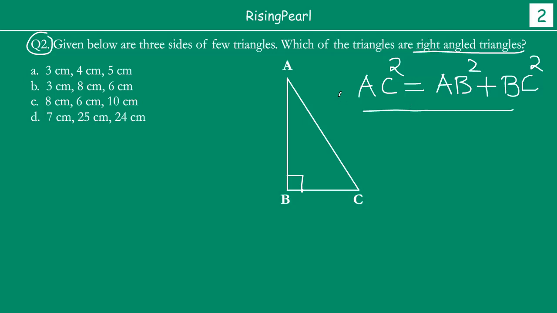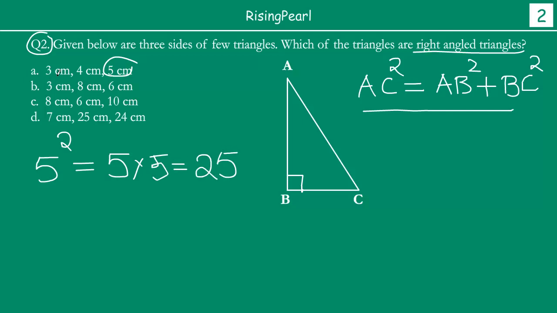The other thing, friends, we have to find out is, we know that AC, or the hypotenuse, is the longest side. So let's take a look at the first question, which is A, 3, 4, 5. So 5 is the longest side. So I'm going to first find out 5 squared. 5 square is 5 times 5, which is equal to 25, right?